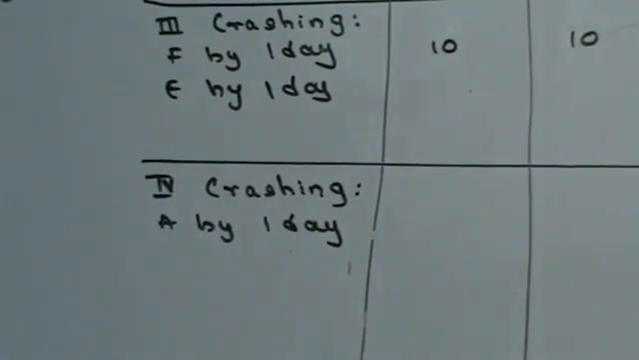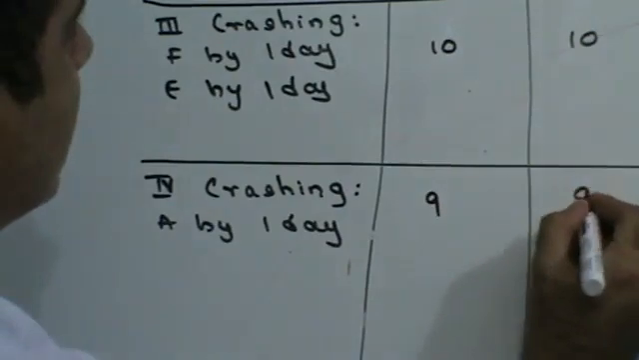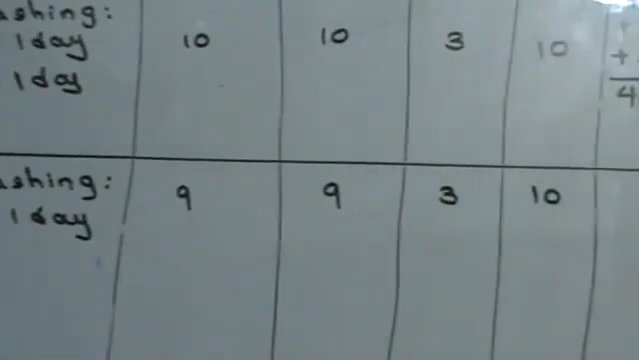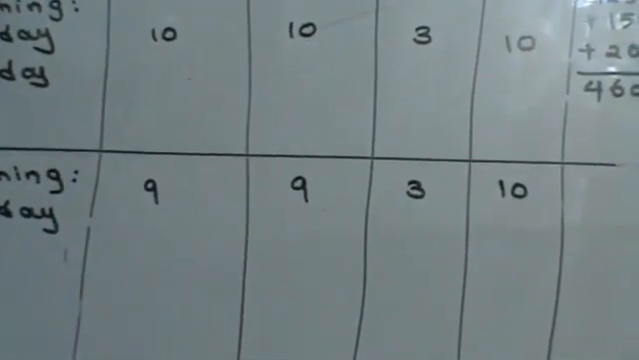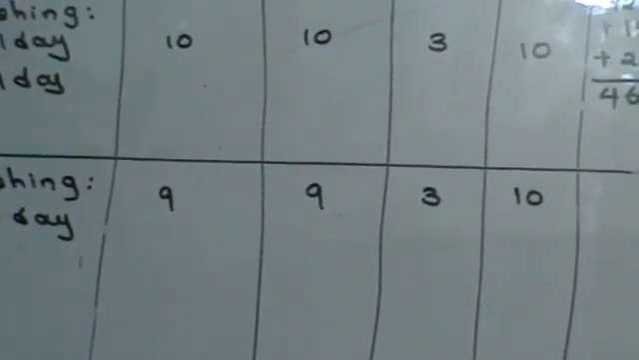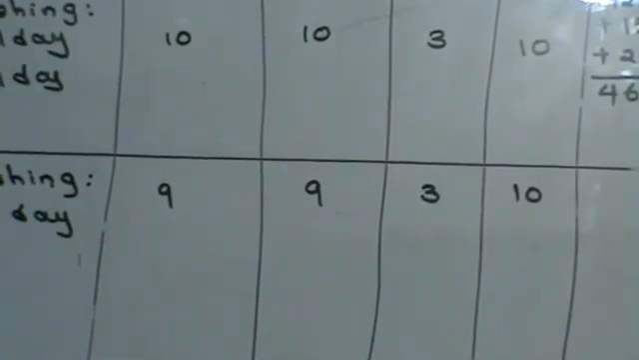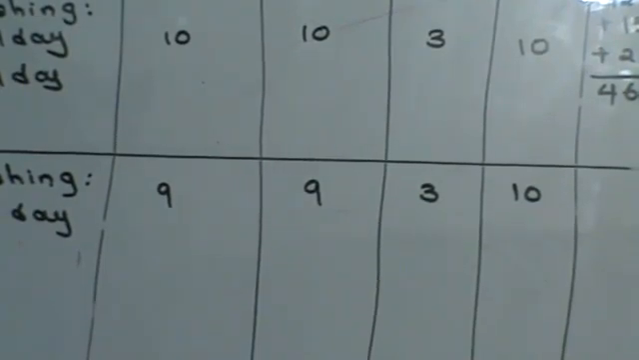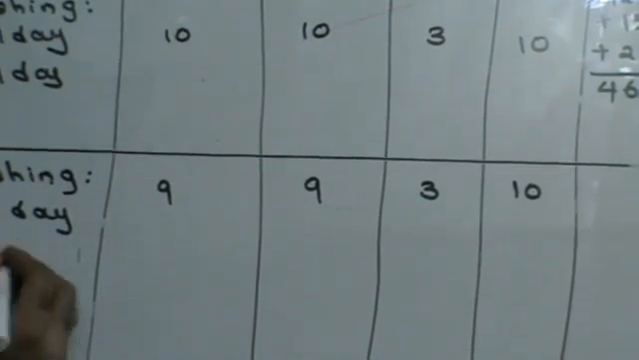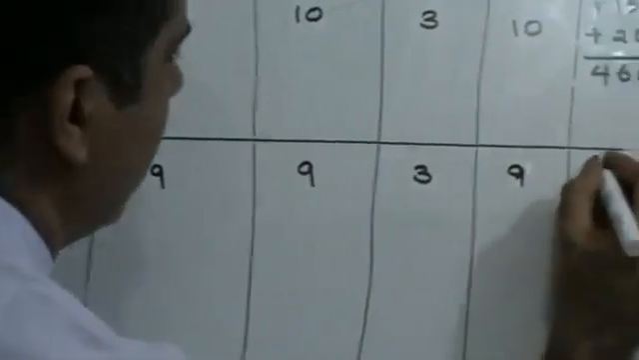If I crash A by 1 day, this will become 9, this will become 9, this will become 3, this will become 10. Again we have the same problem. The path CG has more duration, has more number of days than my critical path. Now CG, C has rank 2 and G has rank 3. So I will crash C by 1 day. If I crash C by 1 day, then this will also become 9.